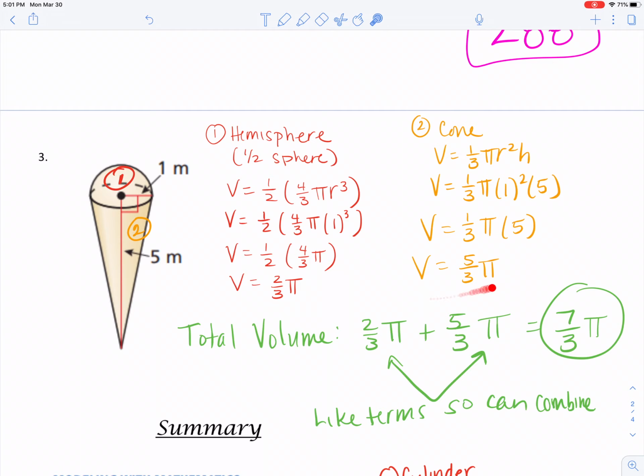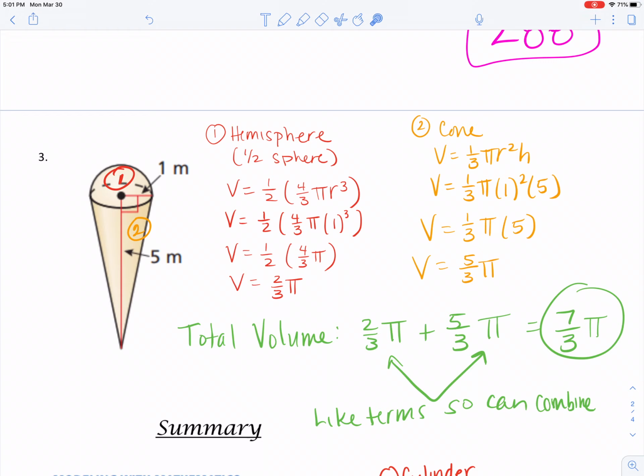The volume of the cone is 1/3 pi r squared h, right off the reference sheet formula that is on the first page. So I plug in the 1 for the radius, and now with the cone, you have to also plug in height, which is 5. So I did the 1 squared, then the 1/3 times 5 gave me 5/3, bring down the pi. So both parts of this figure are in terms of pi.